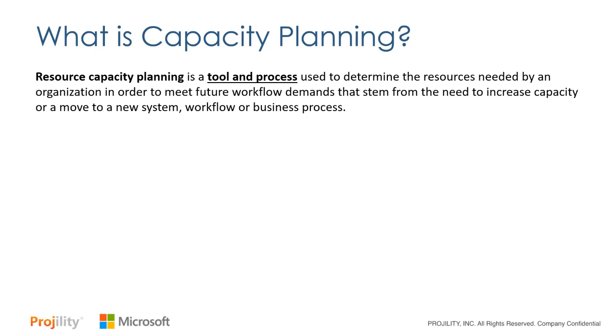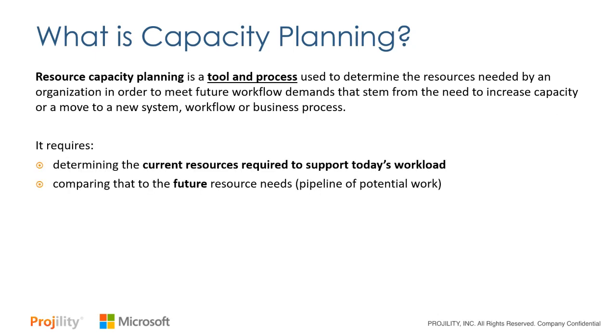In the nature of it, capacity planning is a combination of a procedure and process as well as a tool to determine the resources you need based off your future workflow or the demand that's coming in. You need to increase or decrease capacity, whatever you're doing, to meet the needs of that project or that Agile requirement. What it does, it requires two things.